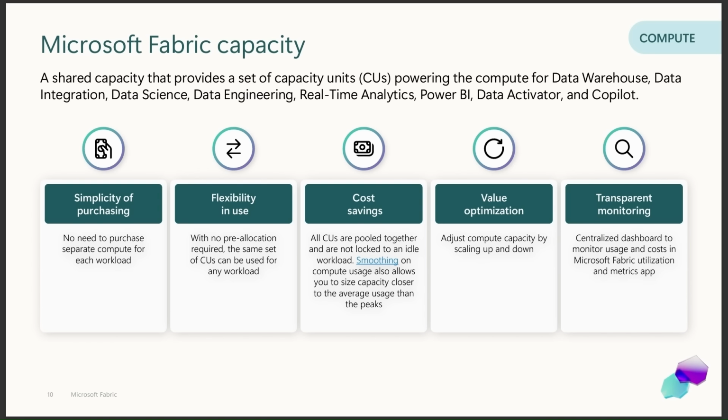So Fabric capacity is basically the power behind all your data workloads. It gives you flexible capacity units that can be used for anything: Power BI reports, data warehouses, data engineering, and more. You get transparency through a dashboard that helps you monitor your usage and costs, so you can always know what you're paying for and how to optimize your capacity.